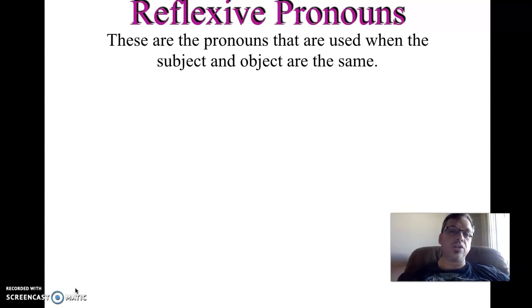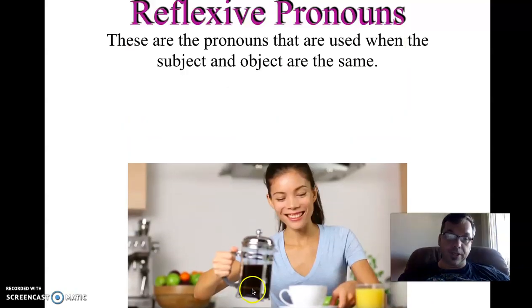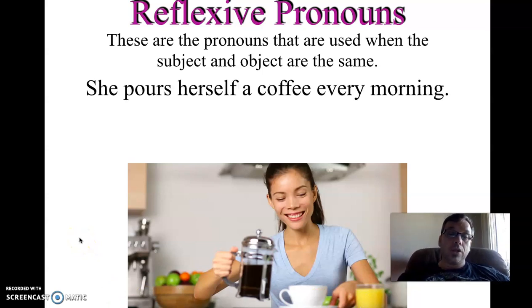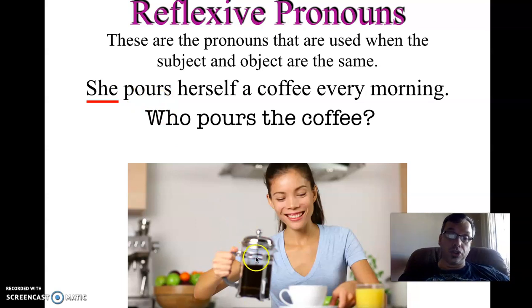And our last one, the one that doesn't get used very much, reflexive pronouns. These are pronouns that are used when the subject and the object are the same. The same person, the same thing. Here's a lady. Looks like she's having some coffee and some orange juice. She pours herself a coffee every morning. Who pours the coffee? Well, that's she. This is the subject pronoun. She is doing this verb, pour.